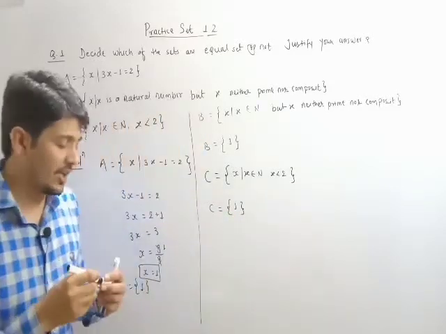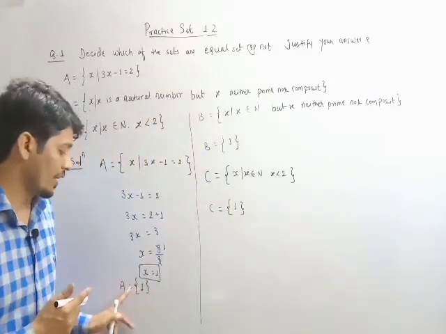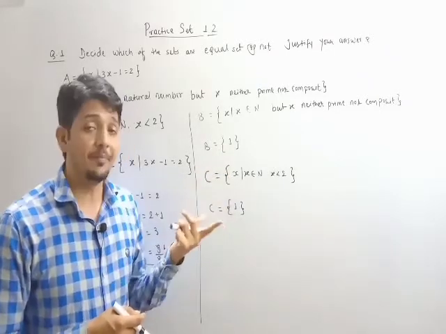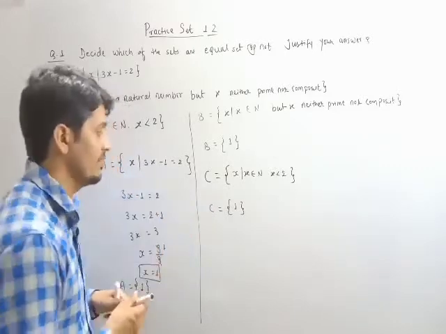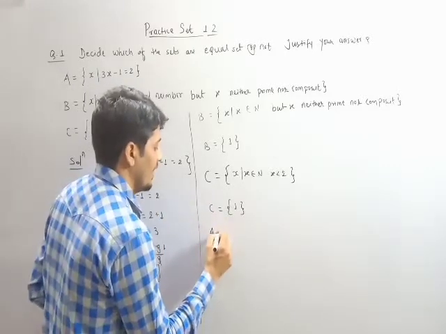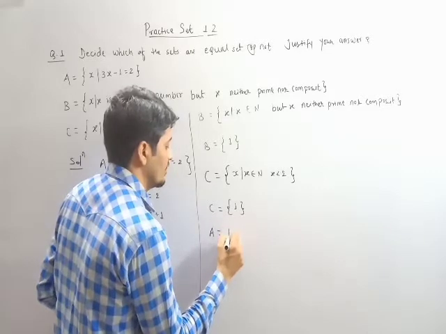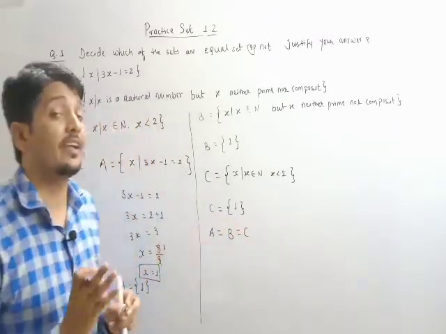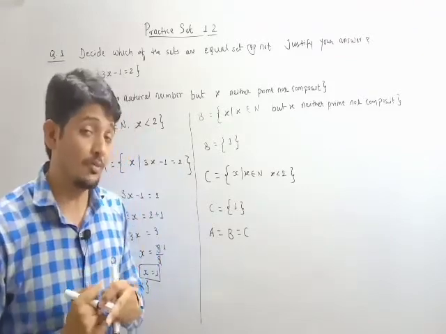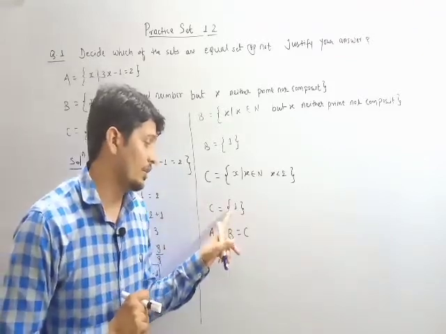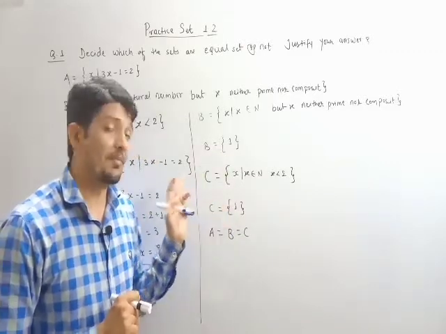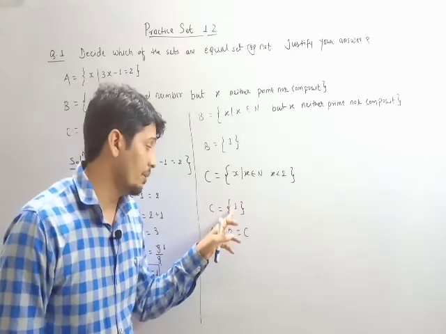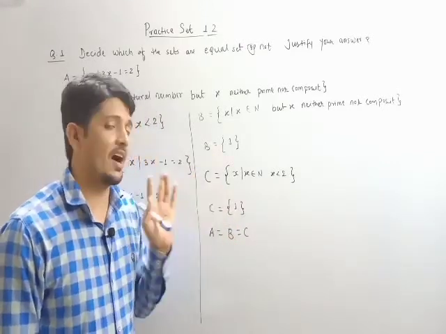So as we can see, the members of set A, set B and set C are the same. That means set A equals set B equals set C. All the sets are equal sets, because in roster form we can see that all the members are the same and identical. All the members of sets A, B and C are the same.